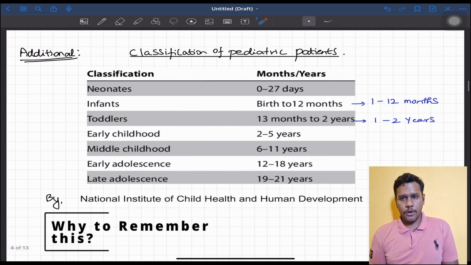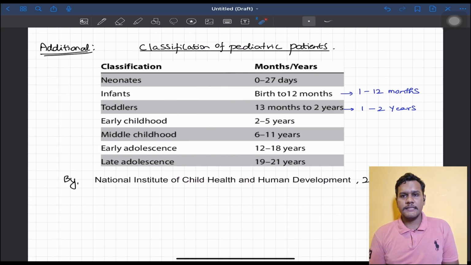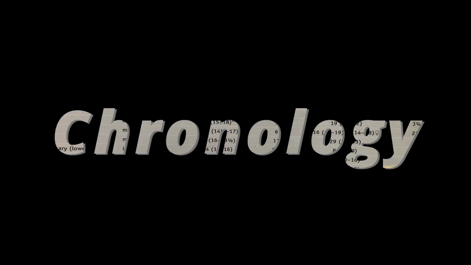If a toddler comes to a clinic, that means a patient at the age of 1 to 2 years. If a patient comes at the early childhood age, they will not mention the age, so early childhood is 2 to 5 years. This is somewhat of an additional point. Mostly they won't ask in that way.